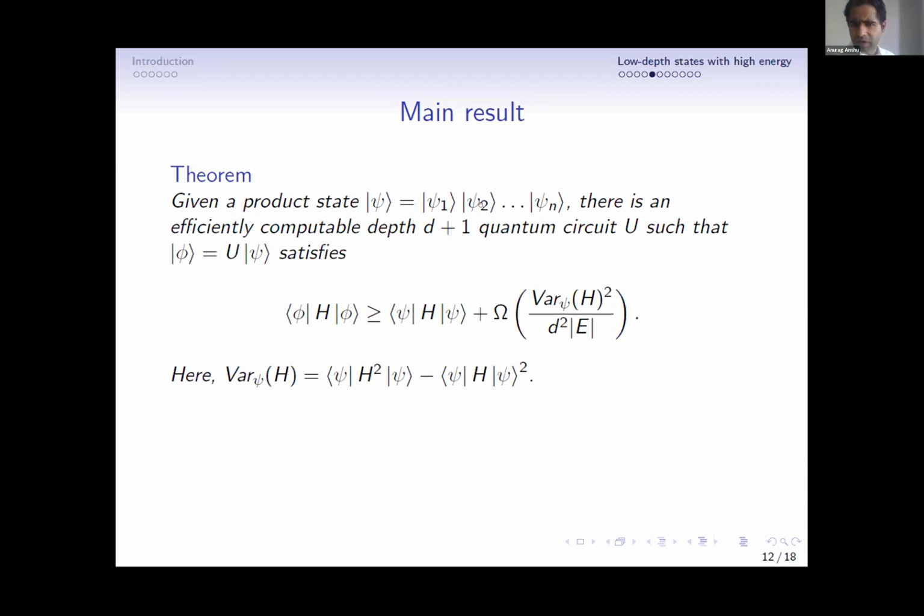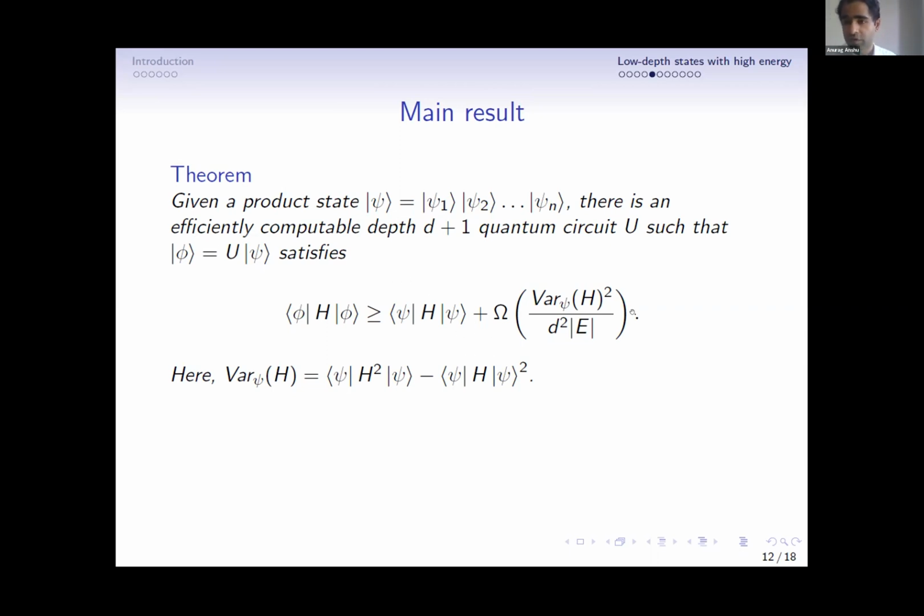So the main theorem is that given a product state psi, there's an easy to compute, in fact, I'll show you soon how it looks, depth d+1 quantum circuit, where d is the degree of the interaction graph that I drew earlier. I can apply this quantum circuit U to the product state, and I get a state phi. The energy of the state phi with respect to your Hamiltonian is clearly at least as good as psi if I choose U to be identity. But in this case, there is an improvement.